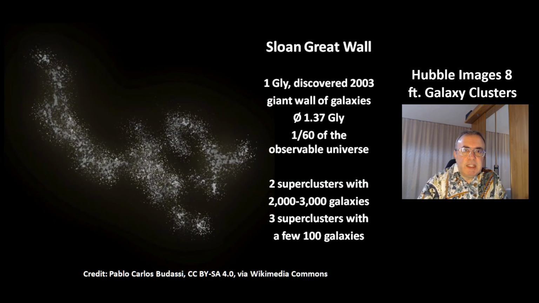This is the Sloan Great Wall. It was discovered in 2003. It has a size of 1 billion light years. It's a giant wall of galaxies. The diameter is 1.37 billion light years. The Sloan Great Wall makes 1/60th of the entire observable universe.